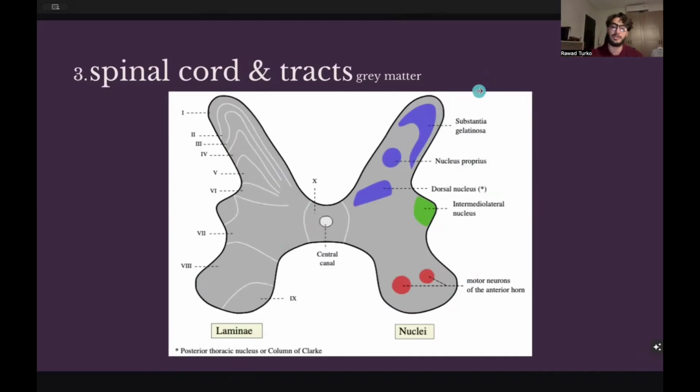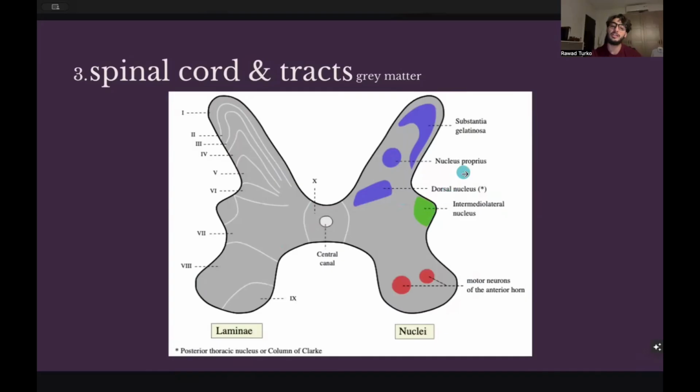The main difference also between the pain and temperature, although you don't have to know this, is that the substantia gelatinosa is for slow pain, which is your C fibers, whereas the nucleus proprius is for the delta fibers, or I guess the different sort of pain that you could experience. But both of these are for sensation.